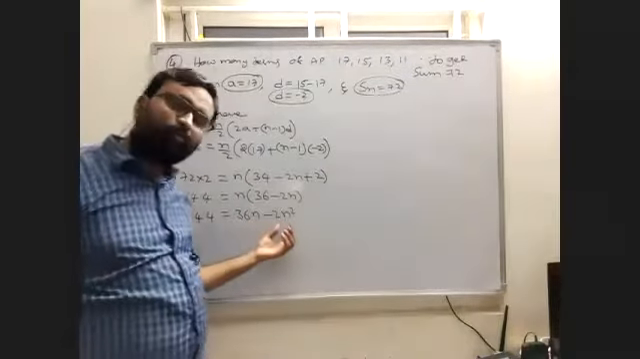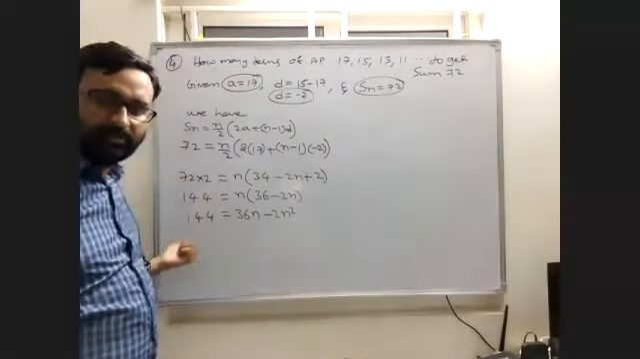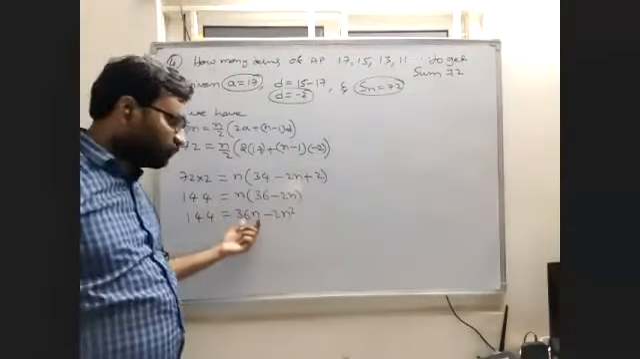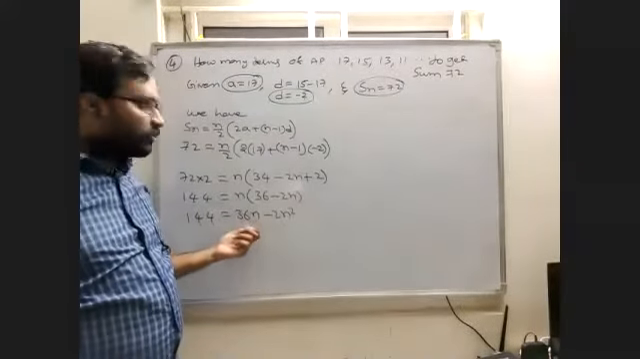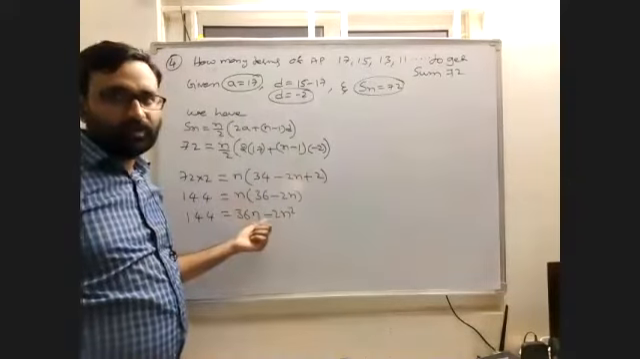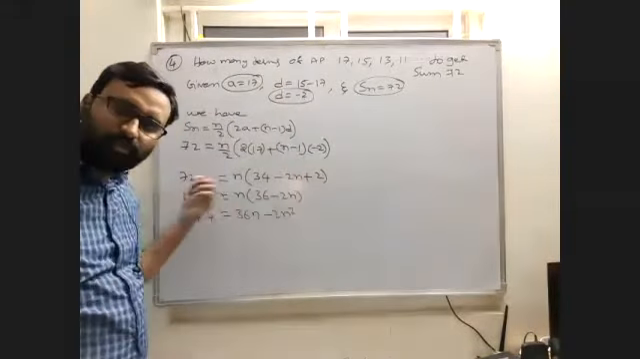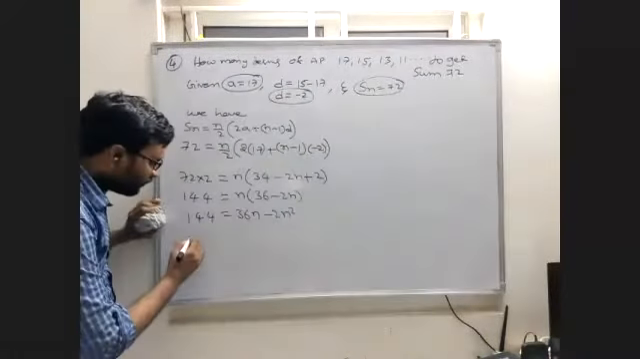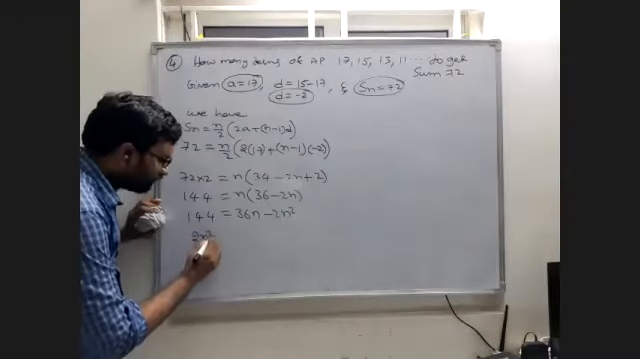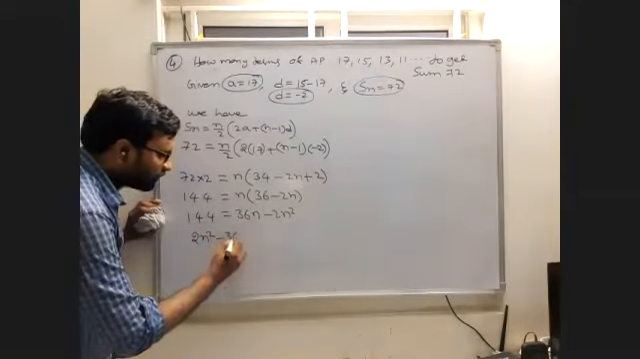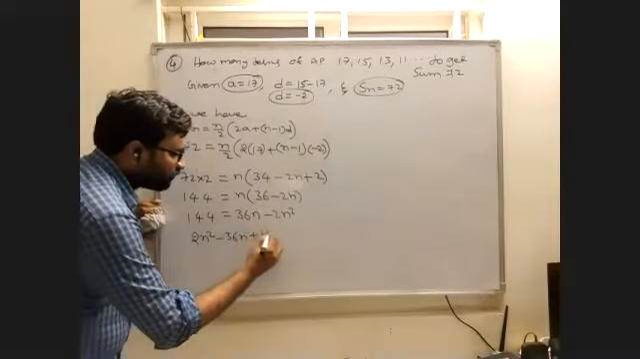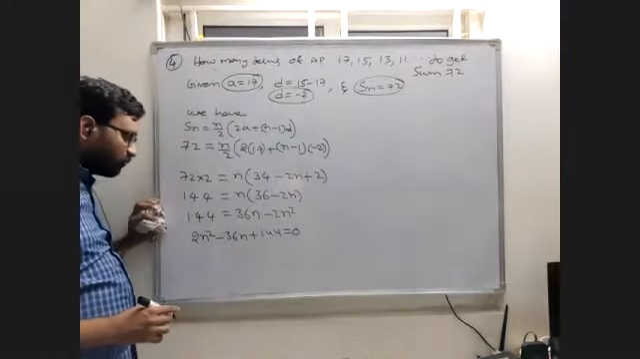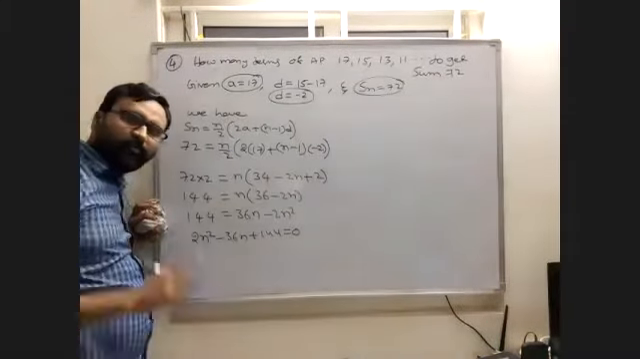Since this n square term is negative, I am taking it to this side. In the previous question I took the value to the other side, because there the n square term was positive. Here it is minus 2n square, that's why I am taking it and also 36n to this side. Now you will get 2n square minus 36n plus 144 is equal to 0.